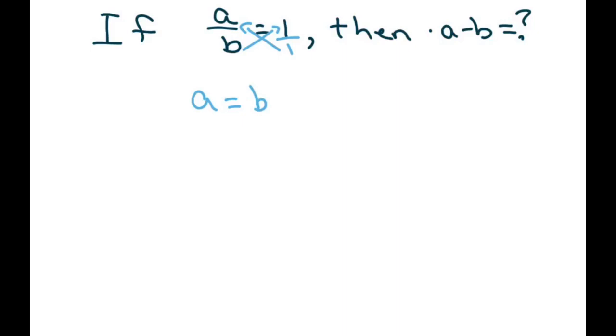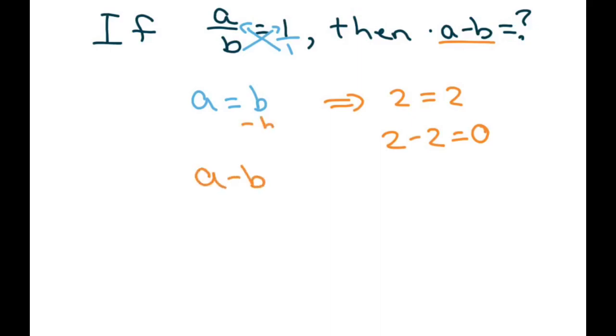So I'm just going to put some numbers in here. So if you have 2 equals 2, then if I plug it in there, that would be 2 minus 2 equals what? 0. So if they're equal, then we just have a minus b, and you could just subtract b from both sides. You get a minus b equals 0, because b minus b is just 0 here.